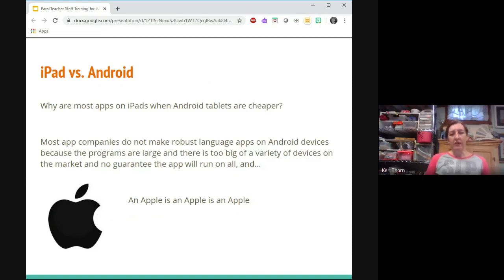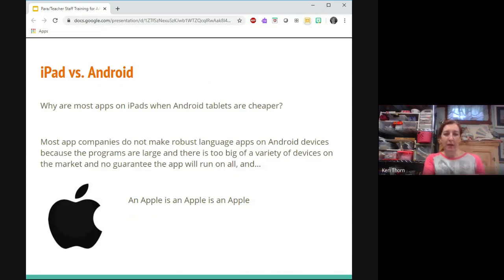They can't guarantee that their communication app is going to work on every single Android device on the market. And each of those different devices, whether it's Samsung or Google or Kindle, they may do software updates at different times, which means the device company has to keep up with all their different software updates.